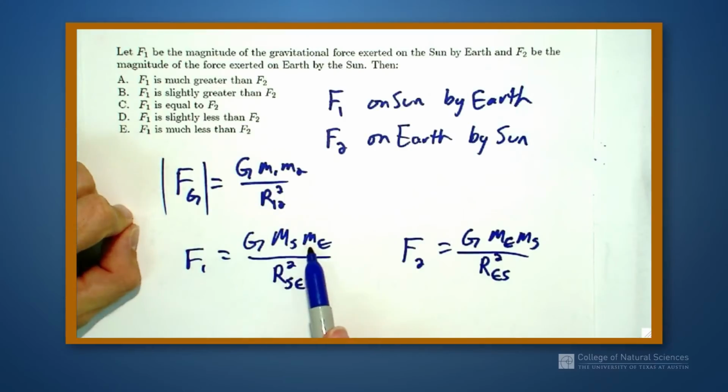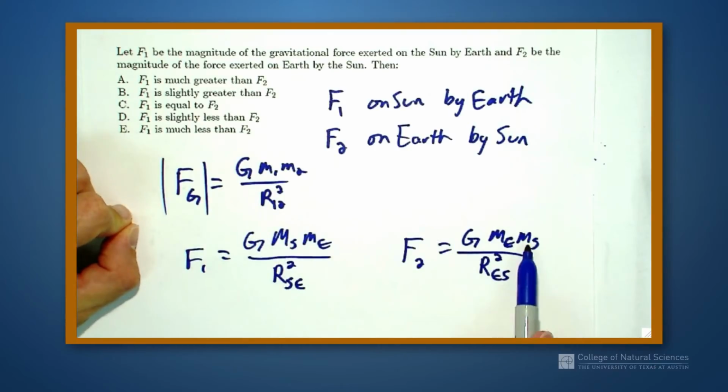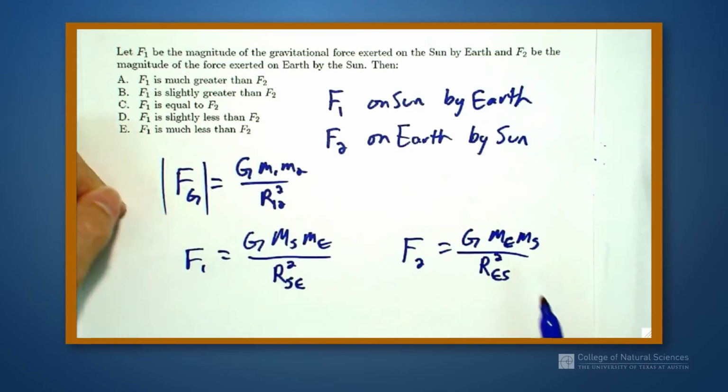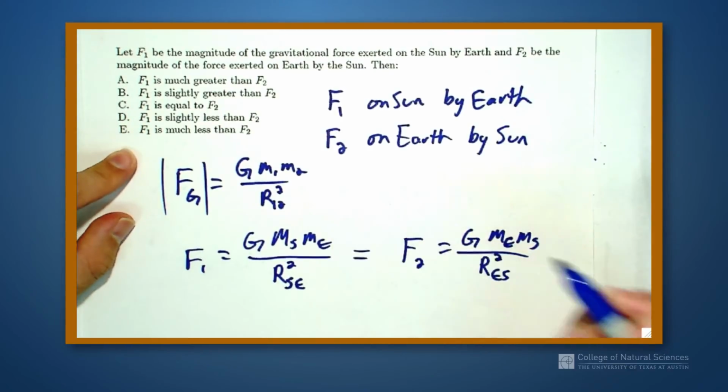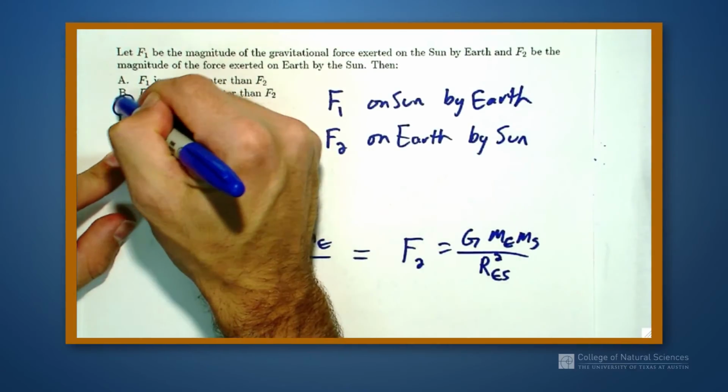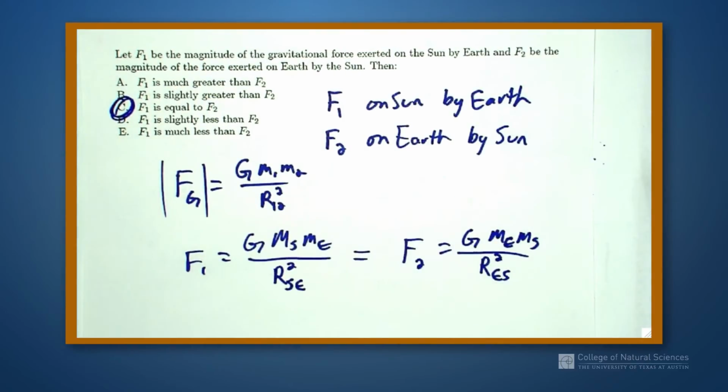G, M_S, M_E are the same in both cases, and I have a radius of the sun to the Earth and a radius of the Earth to the sun. The values are squared. It's a magnitude of them. So these two values are exactly equal to each other. The real difference between the two of them is they actually point in opposite directions.